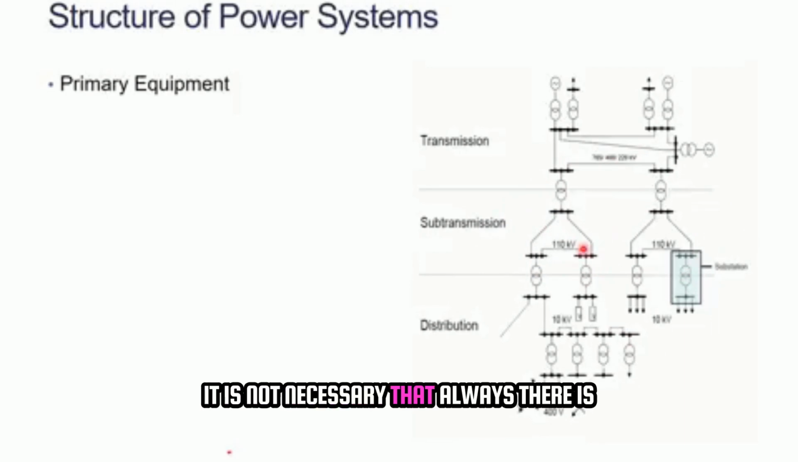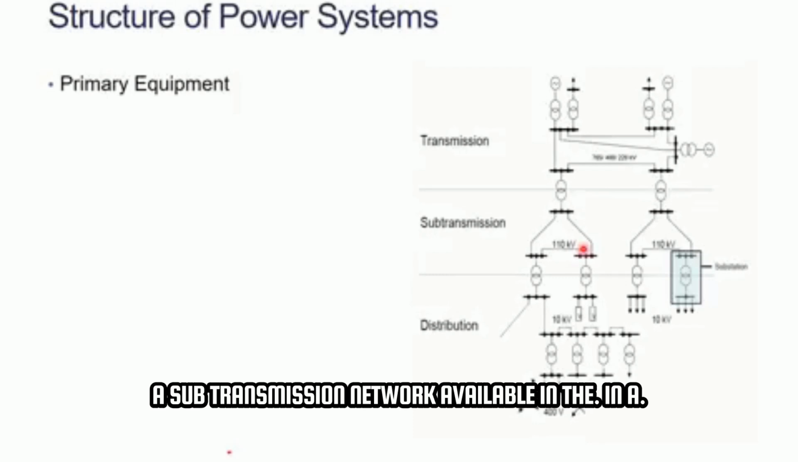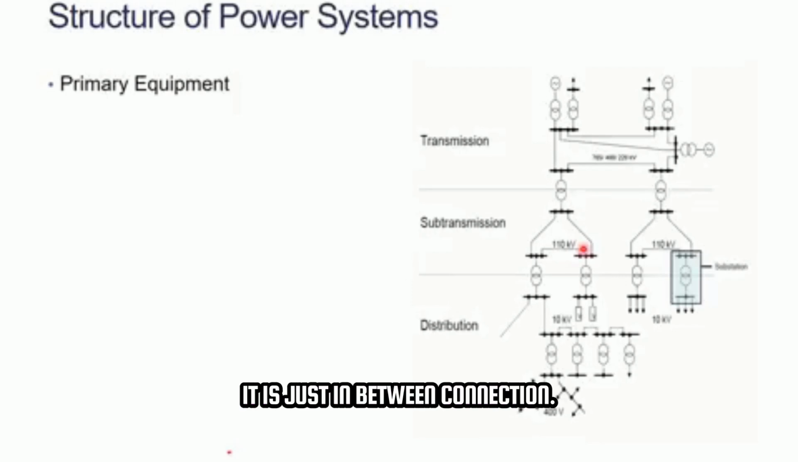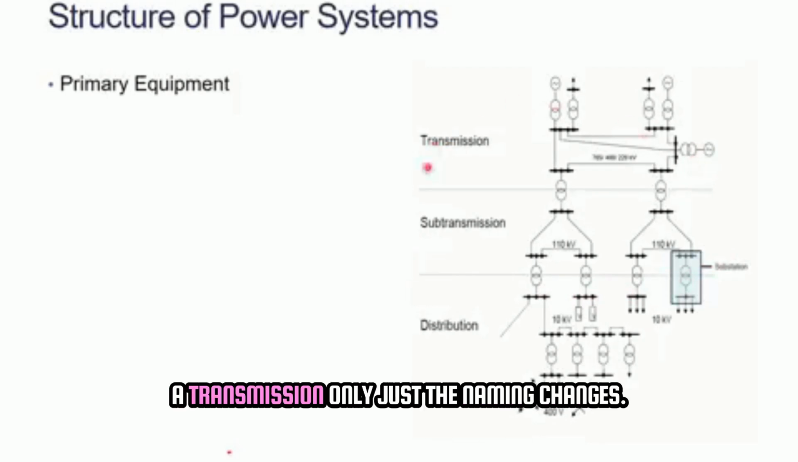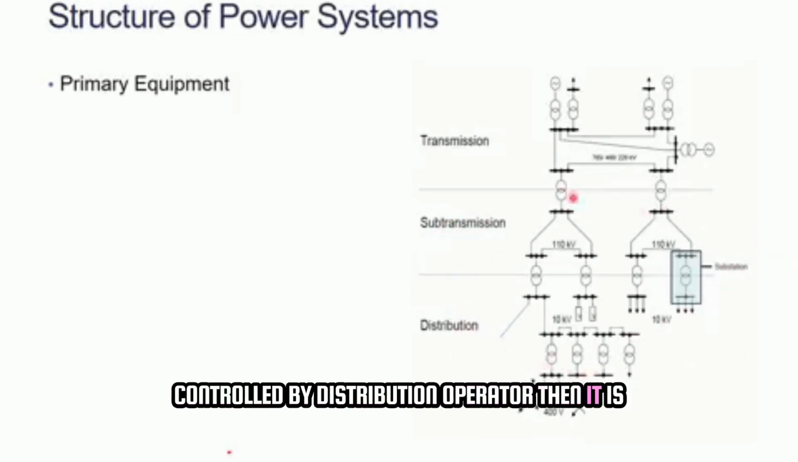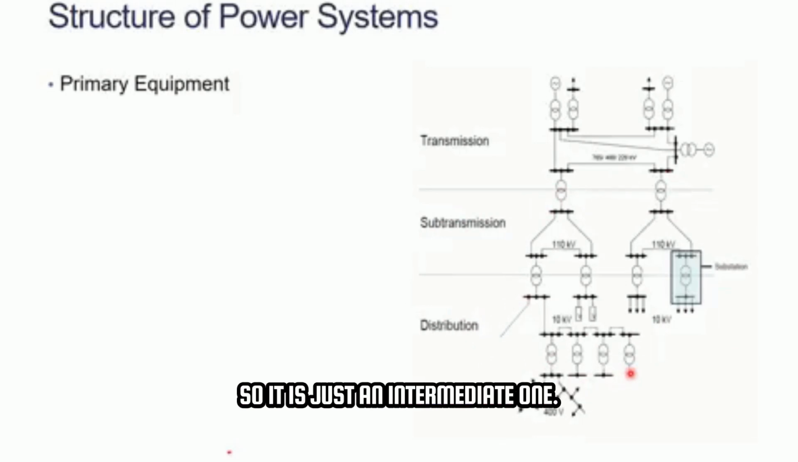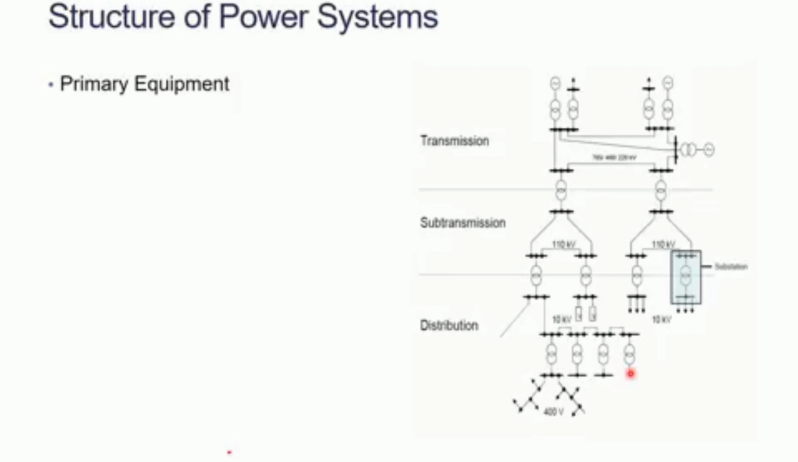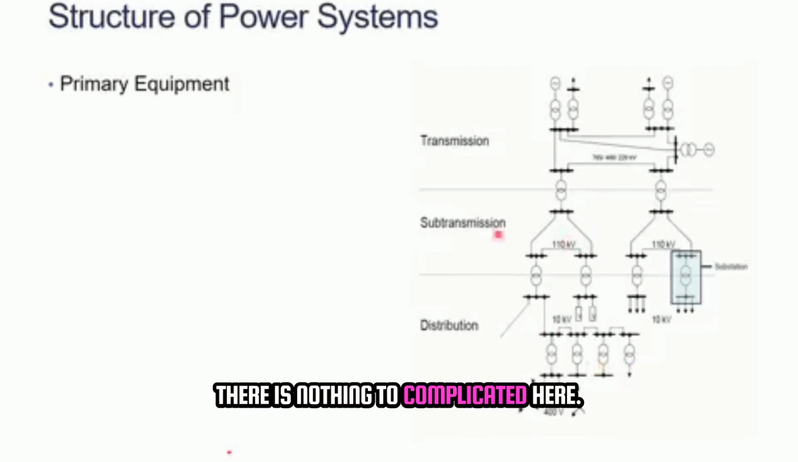It is not necessary that a sub-transmission network is always available in a power system. It is just an in-between connection. At times it is not there. If sub-transmission is controlled by transmission, we call this complete part transmission. Only the naming changes. Or if sub-transmission is controlled by the distribution operator, then it is part of distribution. So it is just an intermediate one. There is nothing to complicate it here.